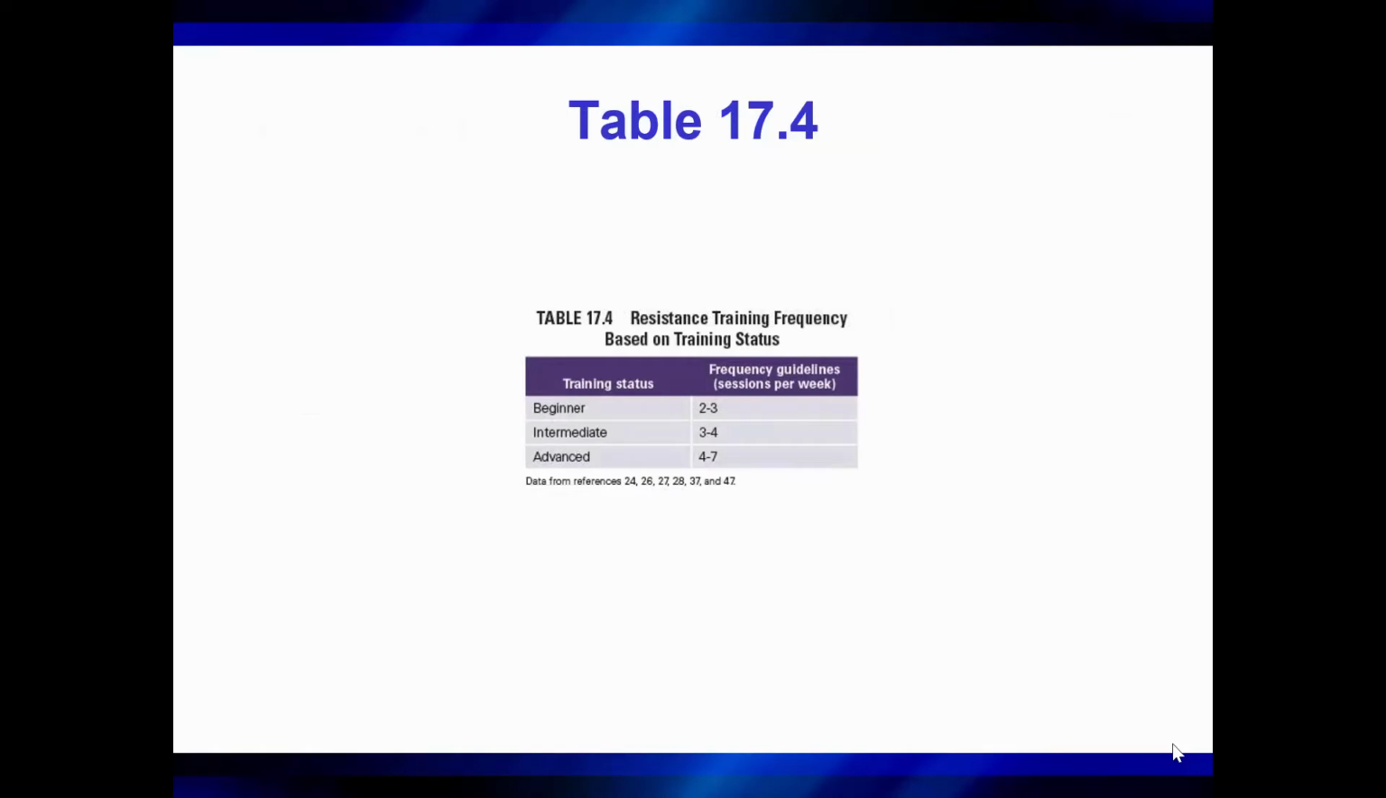If we look here, we're looking at, based off of the training status, what the number of recommended sessions is per week for an athlete. So we look at a beginner, 2 to 3 sessions a week, intermediate 3 to 4, and advanced would be 4 to 7. And typically with the advanced, you're looking at using split routines rather than just a full body 7 times a week.